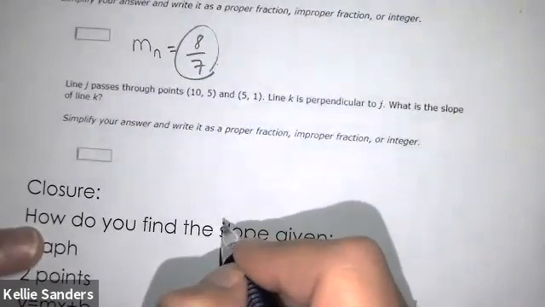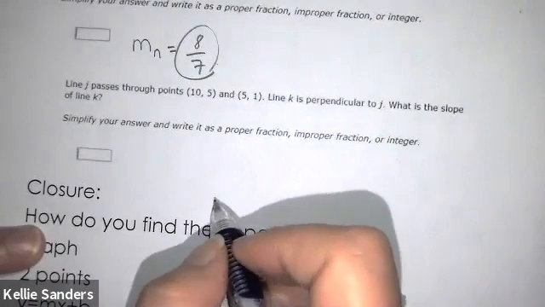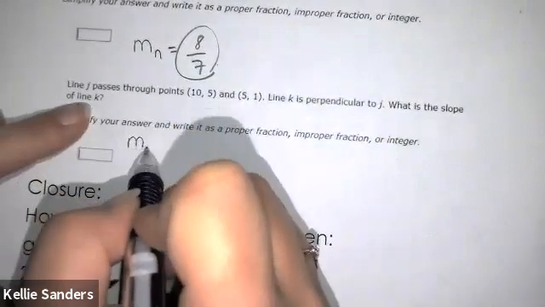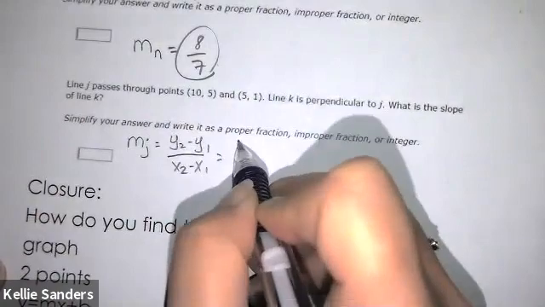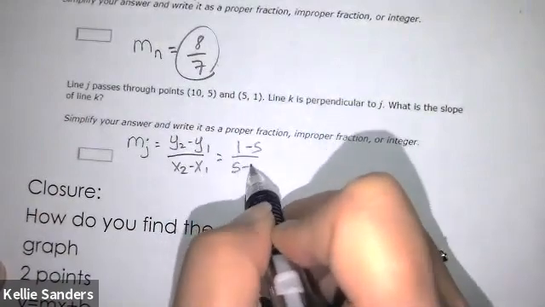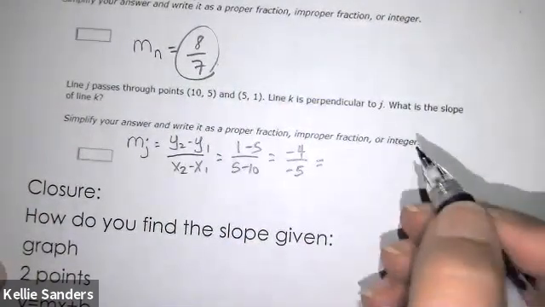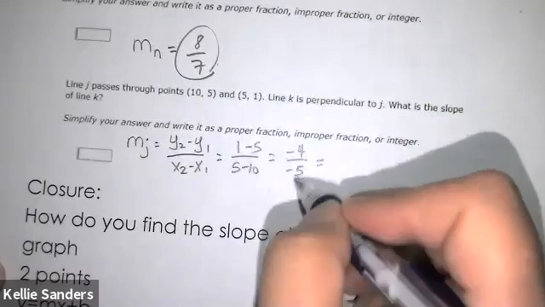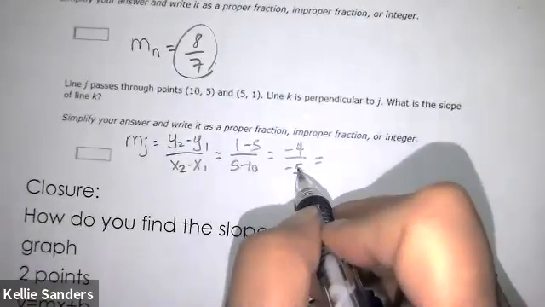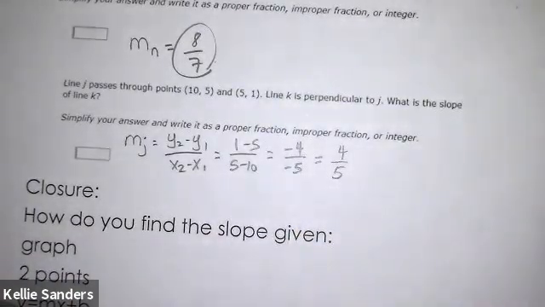Line J passes through the points (10, 5) and (5, 1). Line K is perpendicular to J. What is the slope of line K? So the slope of J is y2 minus y1 over x2 minus x1. 1 minus 5 over 5 minus 10. Negative 4 over negative 5. That is not finished because both of them are still negative. You have to make it positive because both were negative to begin with. So the slope of the first line is positive 4 over 5.